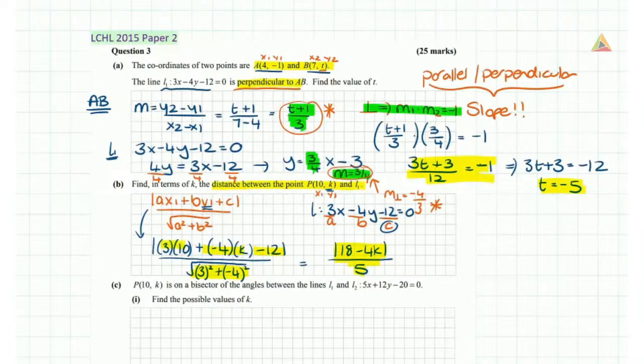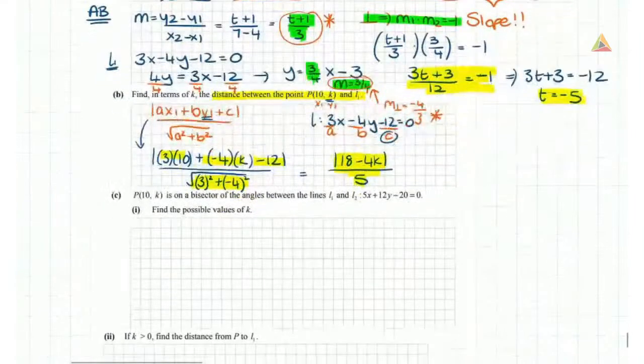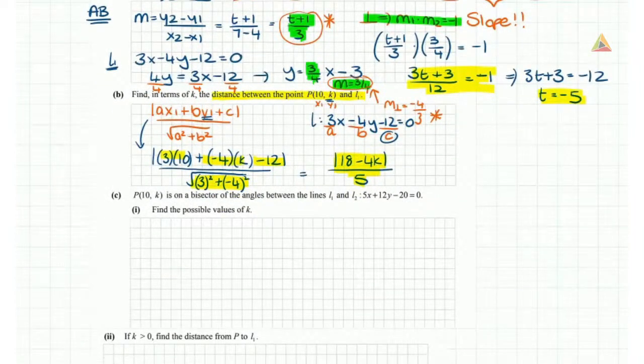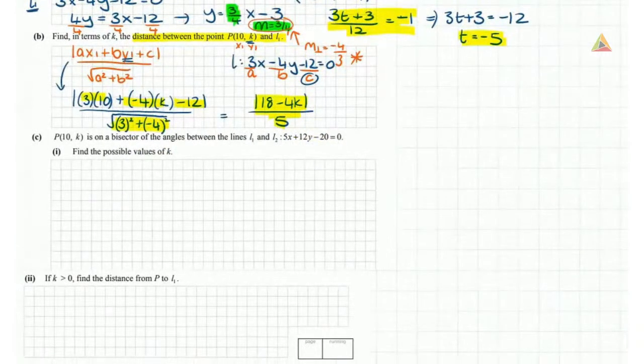And part C then builds on that question. It tells us that 10k is on a bisector of the angles between those two lines. Find the possible values of k. So I'm just going to take over here and draw a little diagram.